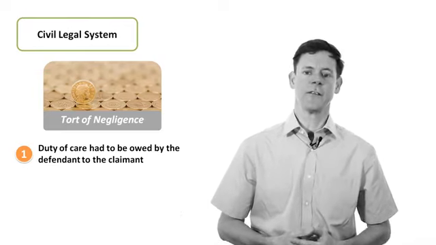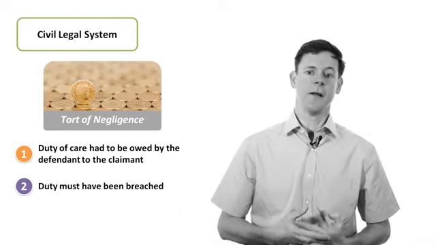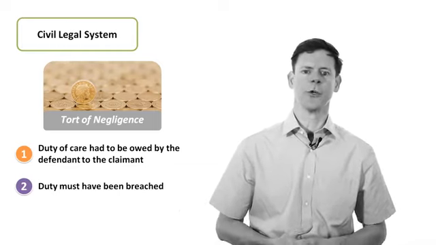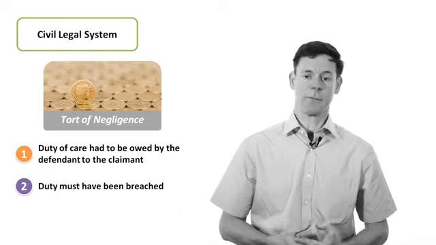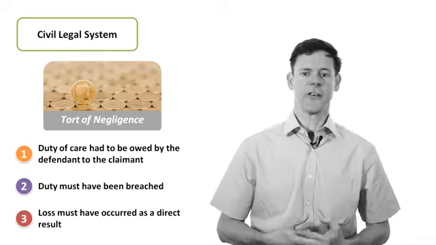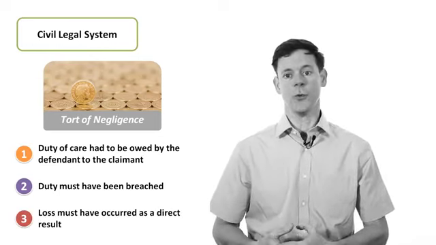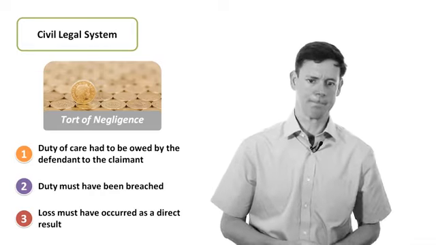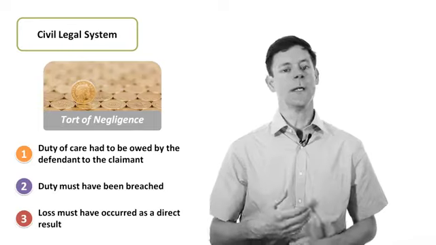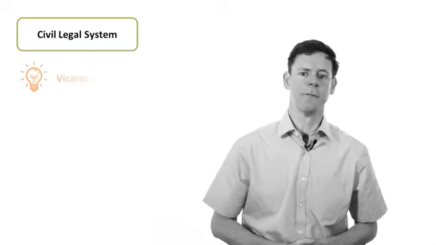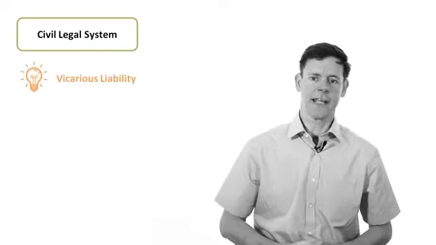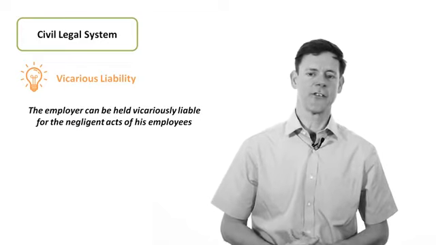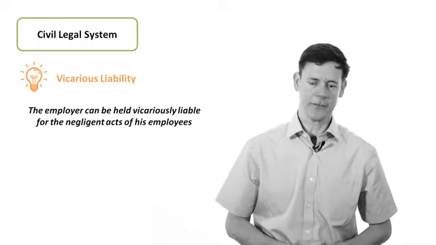They have to demonstrate that the defendant breached their duty of care. They failed to do something which a reasonable person would have done. And they have to demonstrate that that breach has led directly to the loss that they're complaining of. In other words, to their personal injury or to their ill health. A very important principle in the civil legal system is the principle of vicarious liability. Vicarious liability is the liability that an employer has for the negligent acts of his employees.